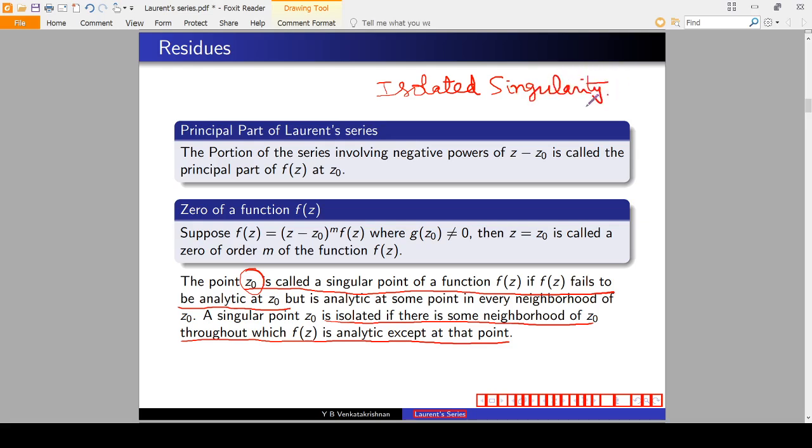And this has got nothing to do with the principal part in the Laurent series. So now, as I told you that Laurent series plays a vital role in identifying the singularity, and for finding that a singularity is isolated, you don't require the Laurent series. Instead, you have to find that the function is not analytic at z naught, but analytic in the neighborhood of every point of z naught. Then such a singularity is called an isolated singularity.